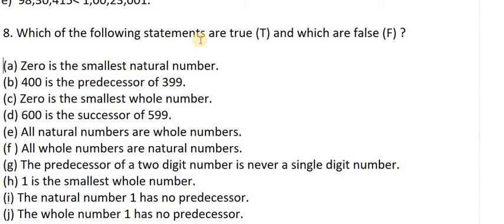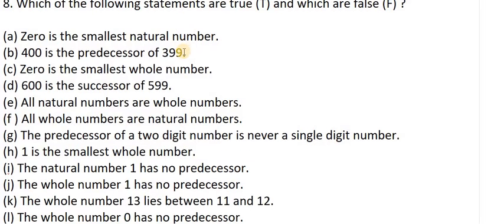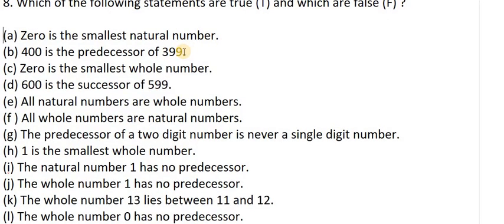Which of the following statements are true and which are false? He is just asking which is true and which is false. Before starting this, remember one thing: in this exercise we discussed 4 important topics. One is natural numbers, whole numbers, predecessor, successor. What are natural numbers? All the counting numbers we call natural numbers, starting with 1. That is the only change. 1, 2, 3 like that, those numbers are called natural numbers.